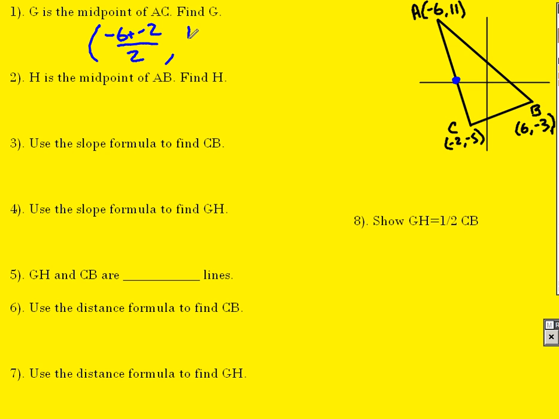And then do the same for the y. So 11 plus negative 5 divided by 2. That means this midpoint here will be negative 8 over 2, which is negative 4. This is 6 over 2, which is a positive 3.